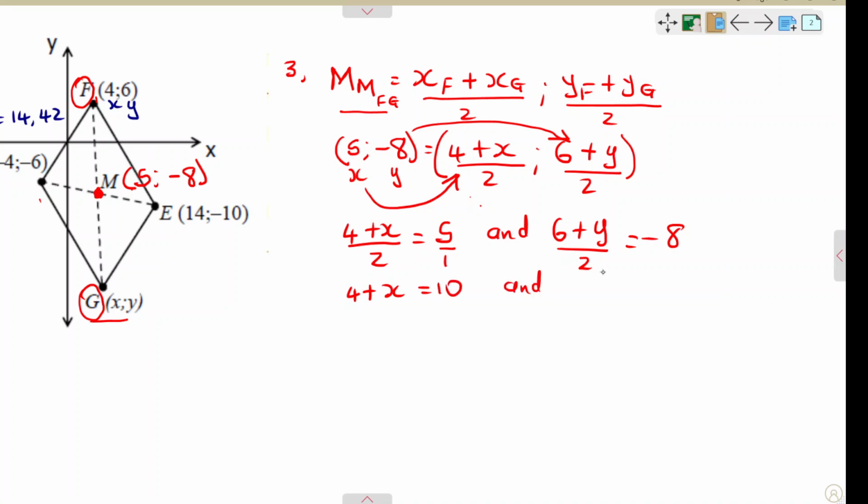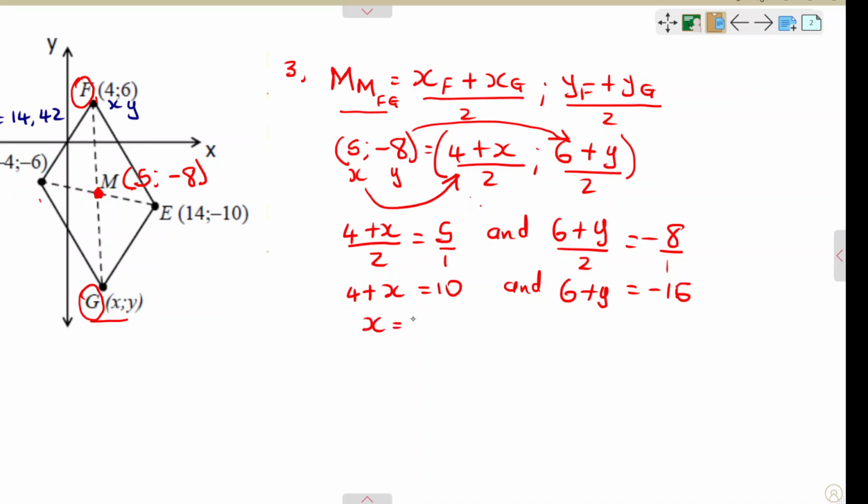And this negative 8 is over 1. I cross multiply. This denominator of 2 will multiply that negative 8. This denominator of 1 will multiply that 6 plus y. So I'm going to have 6 plus y is equal to 2 times negative 8. That is negative 16.